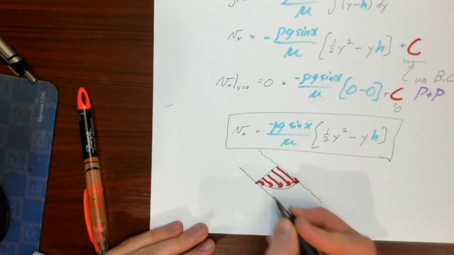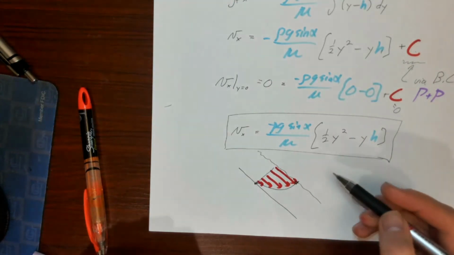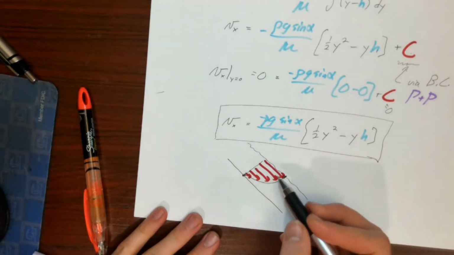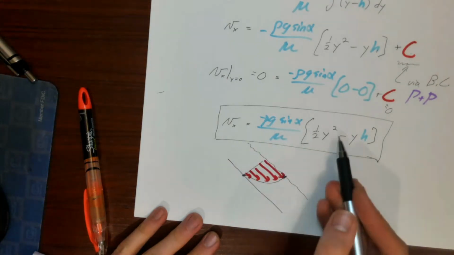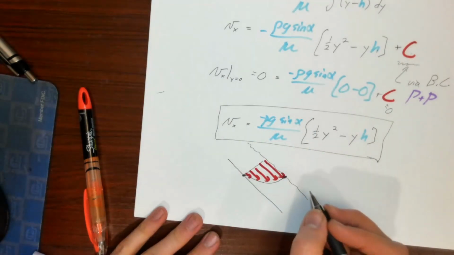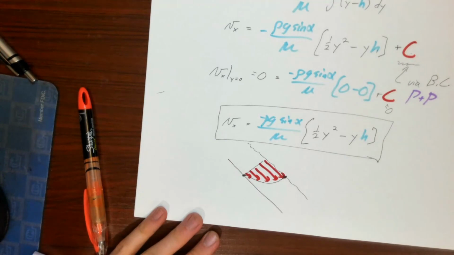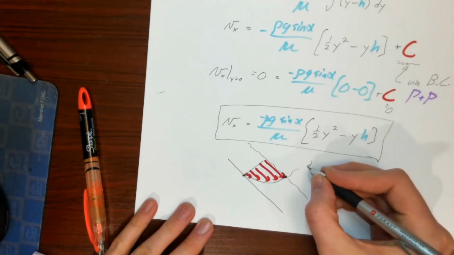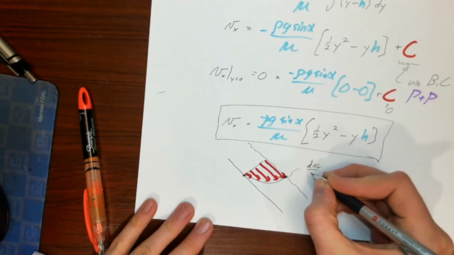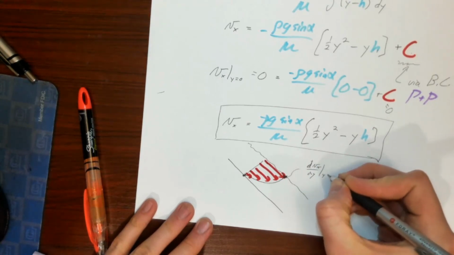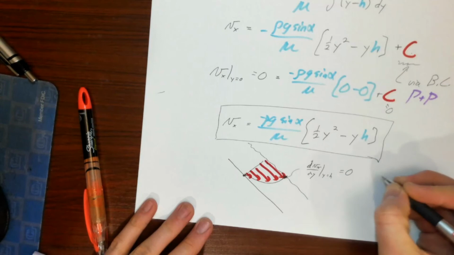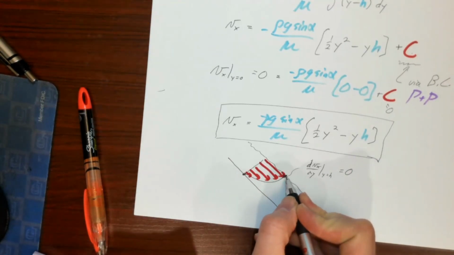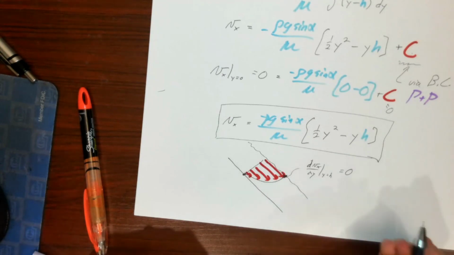There's 0 velocity down here, right? So we can check at y equals 0, you get 0. If you were to take the maximum, you would get it right here at y equals h if you were to plot that. So we get dvx dy evaluated at y equals h is equal to 0 because there's no shear stress at the surface, and that also implies the max velocity is right here at the surface, which is pretty cool.